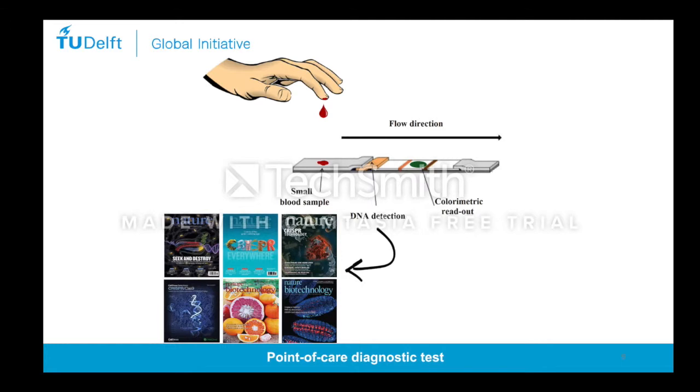CRISPR is quite a hot topic at the moment, and basically it's a bacterial adaptive immune system. So just like your body has an immune system to protect you from invading viruses or bacteria, CRISPR is basically the immune system of bacteria, and it can directly detect DNA.